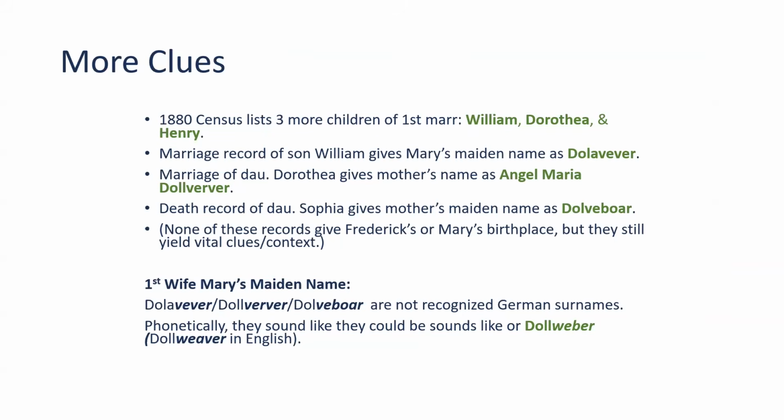The 1880 census lists 3 more children from the first marriage. We find a marriage record that gives the maiden name of the first wife as Dolaweber. A marriage of a daughter gives the mother's maiden name as Engel Maria Dolverver. So we get some different spellings of that mother's maiden name.